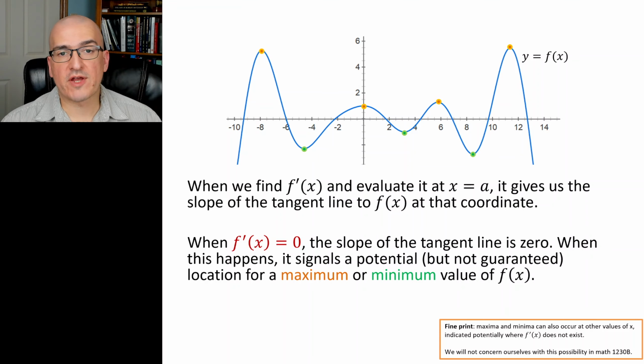Local minima are locations on a graph that look like the bottom of a valley. So on this graph, they're all indicated with green dots.